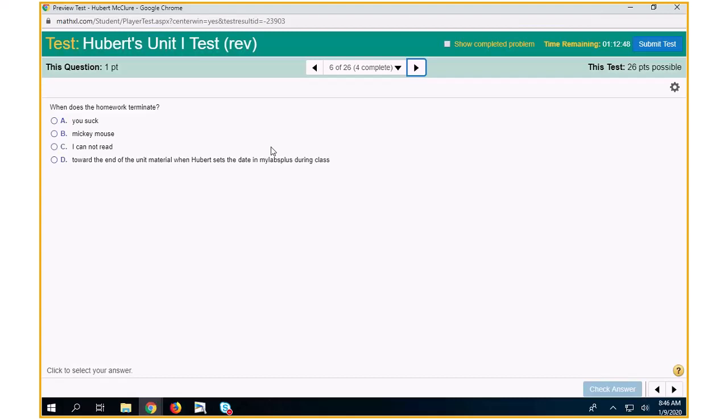It's not supposed to do this. It's supposed to put one right after the other. Just rush it. When does the homework terminate?